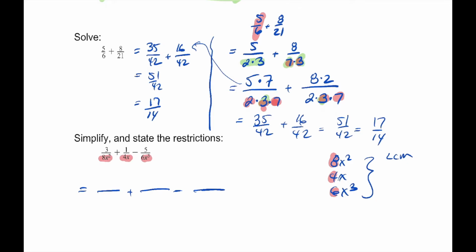Well, this one isn't going to turn out too bad because 4 is a factor of 8. So we just really look at the lowest common multiple of 8 and 6, and we're going to discover that's going to be 24.